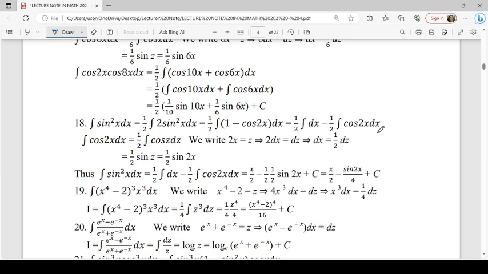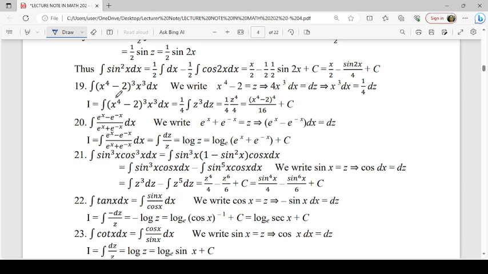Directly we can write that the integration of cos twice x is half of sin twice x. So here we write half of sin twice x, so it is equal to half of this, half of sin twice x, so 1 by 2 into 1 by 2, it is 1 by 4. Simplify this and you will get it.